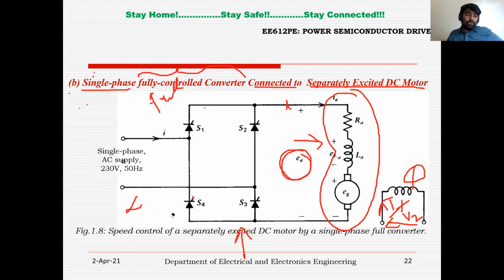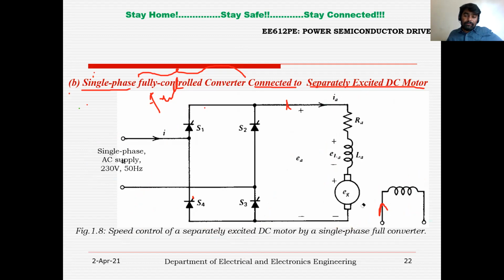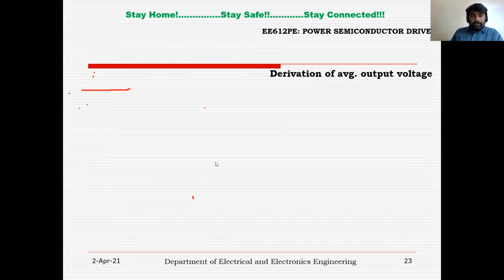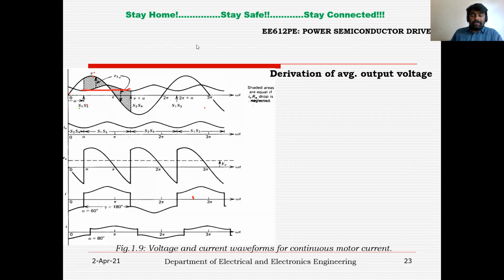So let us go to the next slide. Then we will find here, okay, the same thing which I discussed in the last class. Between theta 1 and theta 2, you can apply the firing angle. Similarly, between theta 3 and theta 4 also you can apply the firing pulse, right? Now S1 and S2, they are there. Let me draw the equivalent circuit again.